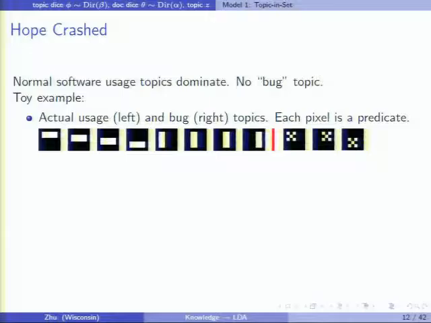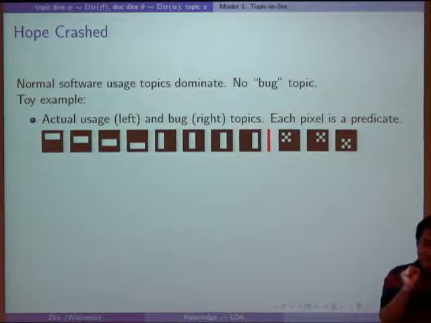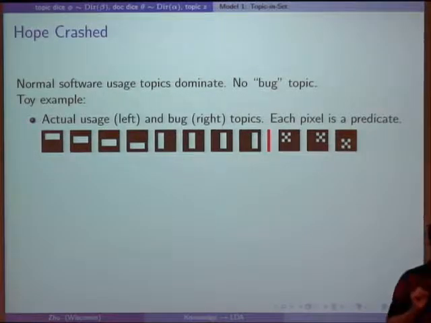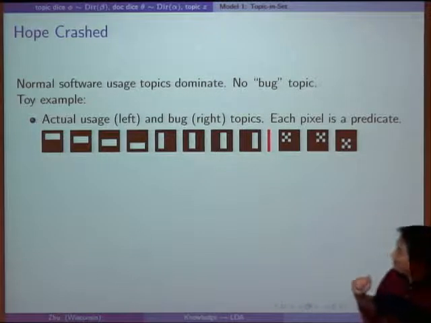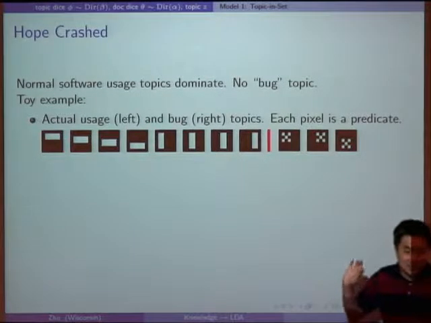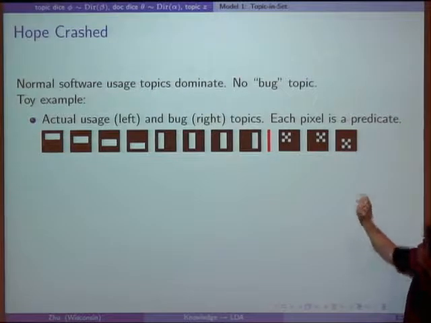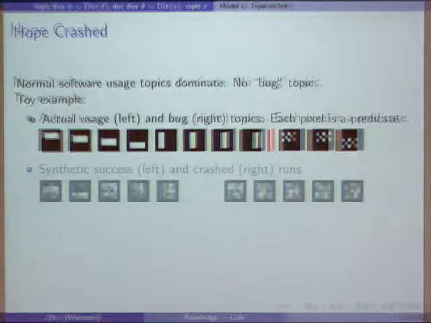To illustrate that, I'm going to show you a synthetic example. The way to see this is I'm creating a figure which is a 5 by 5 square, and each pixel corresponds to a predicate. So we have 25 different predicates. And I'm going to generate software runs. The way I generated them is by using a bunch of topics, which are multinomial distributions that will generate pixels here, here, here, but not there. That's one topic. I have 8 topics there, and 3 buggy topics here. So I can sample documents, both successful runs and crashed runs, from that.